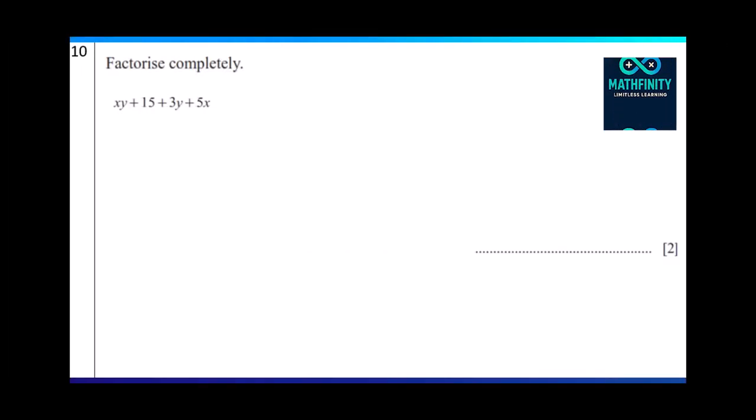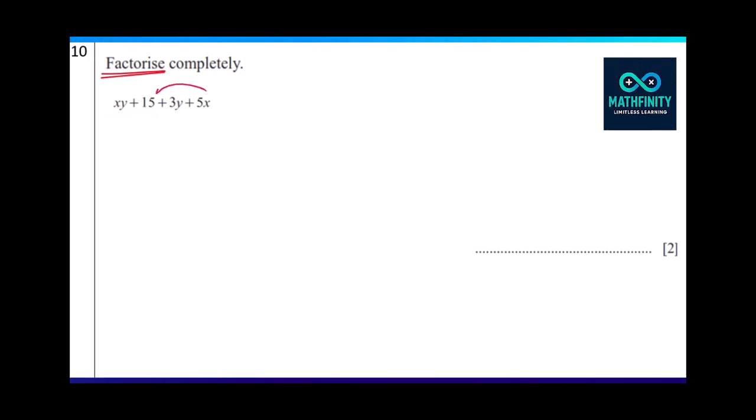Question number 10, factorize completely. So be careful while reading the question. I told you in question number 9 it was written simplify, but the four terms were there. While reading the question, you have to underline and take care whether the question says simplify or factorize. Factorize means we will make pairs, the first two terms and the second two terms. But we observed that from the first two terms, no variable and no number is common. So what we have to do is rearrange the terms.